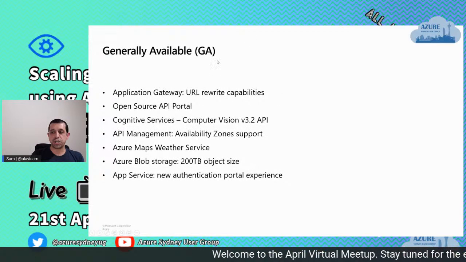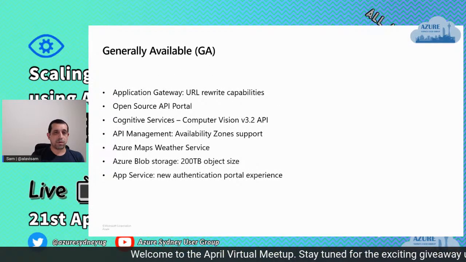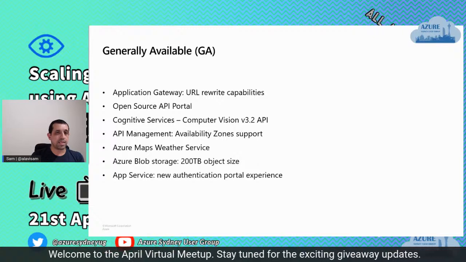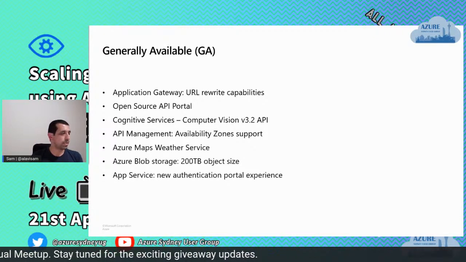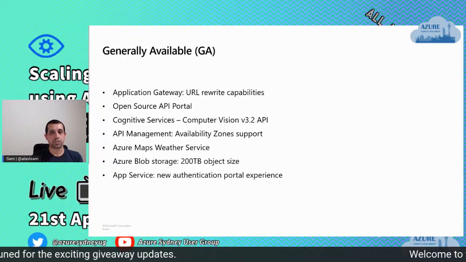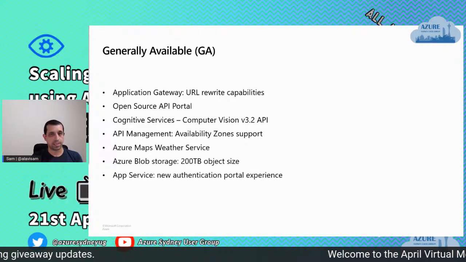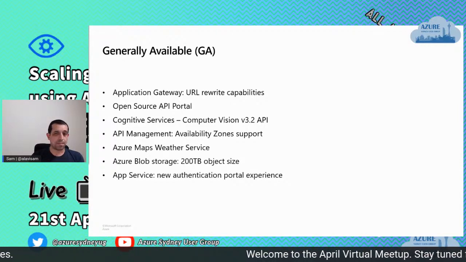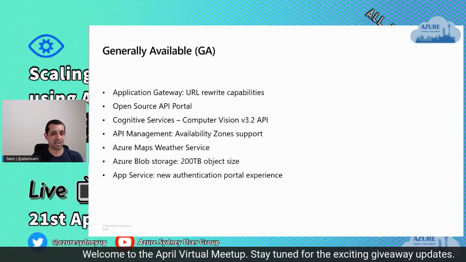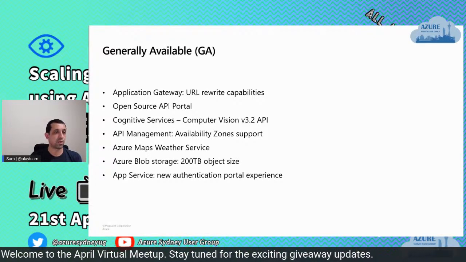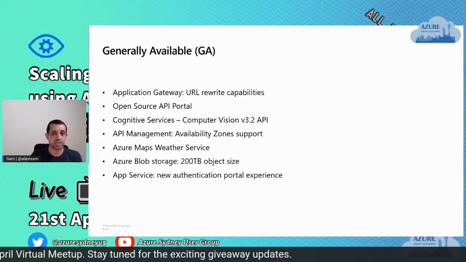As part of the GA updates, one of the important ones is around the Azure Application Gateway and the new capabilities added, and it's GA now, which is called URL rewrite capabilities. With this feature in Application Gateway, we can now rewrite the host name, path, and query string of the request URL, which is coming from the client side.